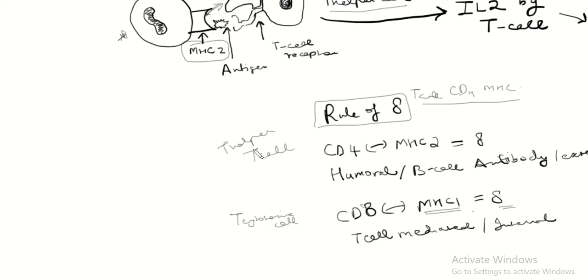Okay? T helper cells are CD4 cells that connect to MHC2 of the antigen presenting cells. That gives us 8. They then cause the humoral immunity or antibody response, and they are external. Therefore, the external extracellular enemies. T cytotoxic cells are CD8 cells that attach themselves to MHC1. Remember, all nucleated cells have MHC1.